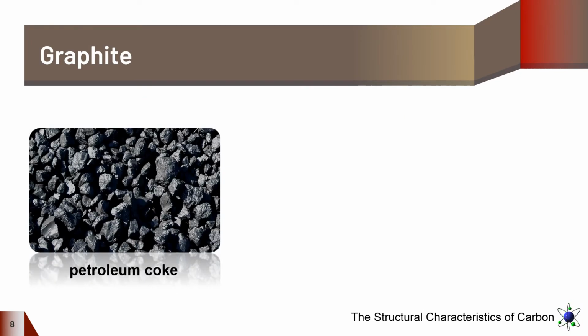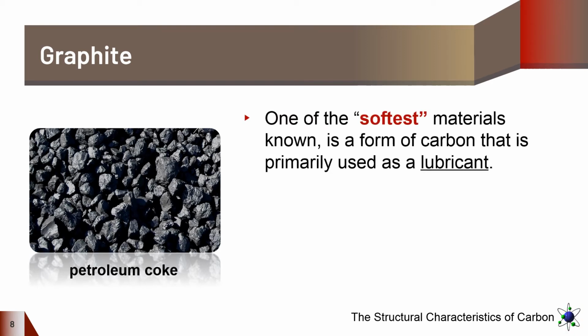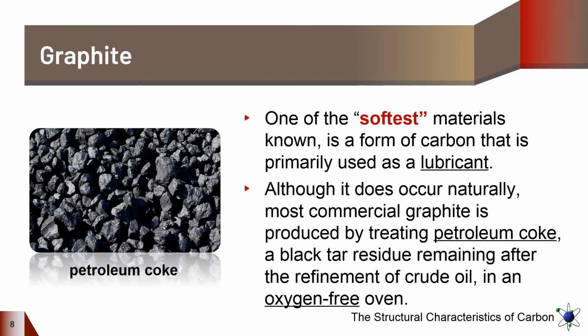Now, let's talk about graphite. Graphite is one of the softest materials known. It is a form of carbon that is primarily used as a lubricant. As you can see in the illustration, although it does not occur naturally, most commercial graphite is produced by treating petroleum coke, a black tar residue remaining after the refinement of crude oil, in an oxygen-free oven.